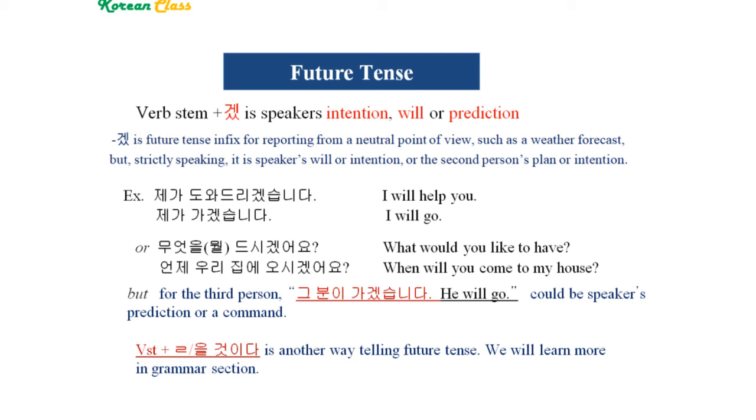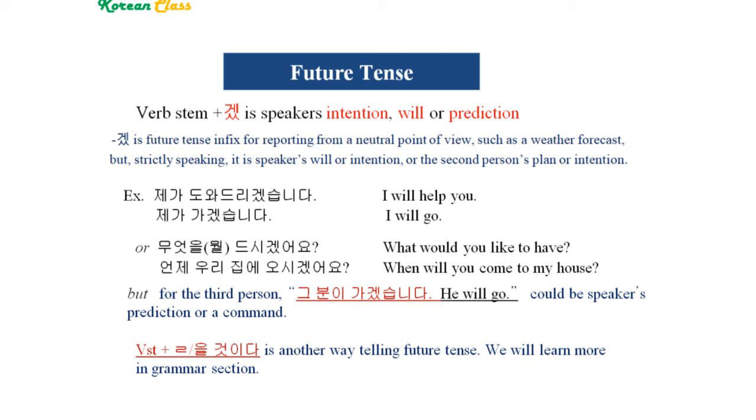Or, for the second person, 무엇을 드시겠어요? What would you like to have? 언제 우리 집에 오시겠어요? When will you come to my house? But talking about the third person, 그분이 가겠습니다. He will go could be speaker's prediction, or if the speaker is the boss, it could be a command.